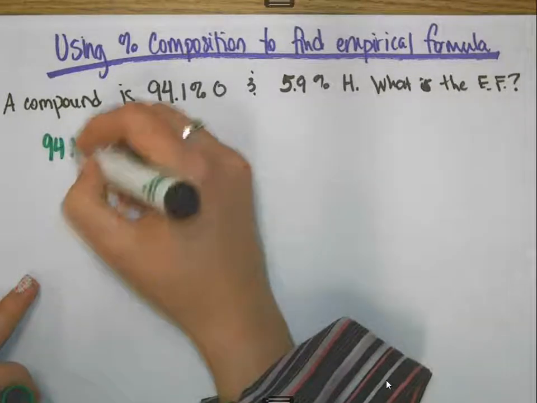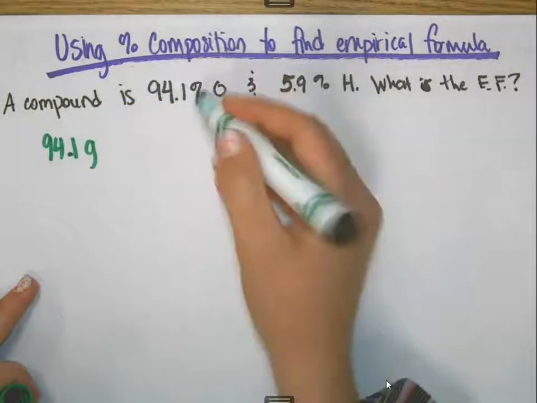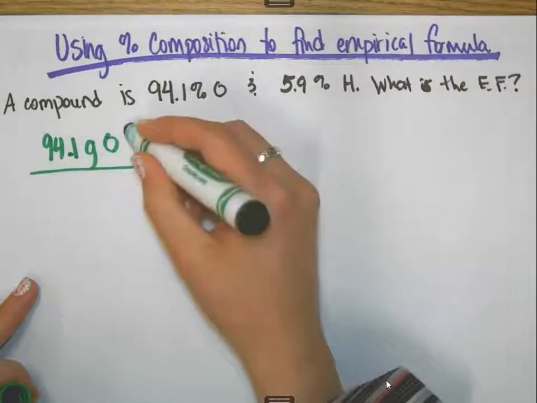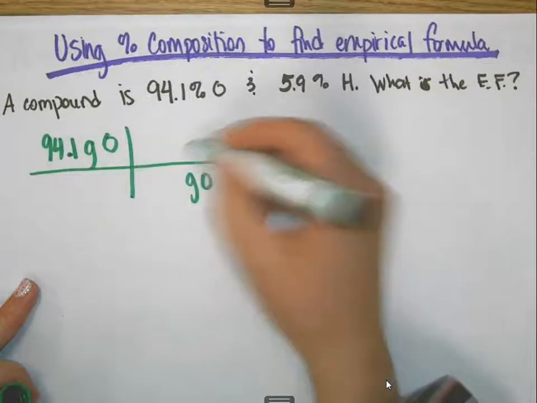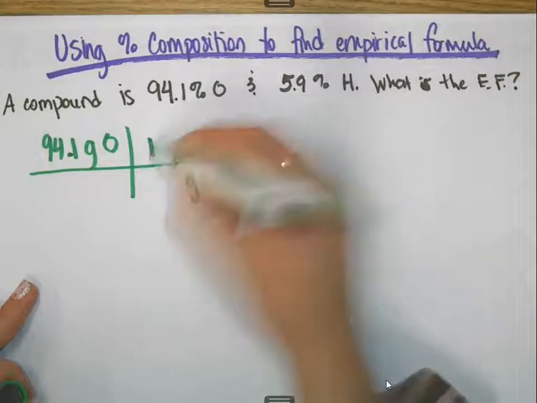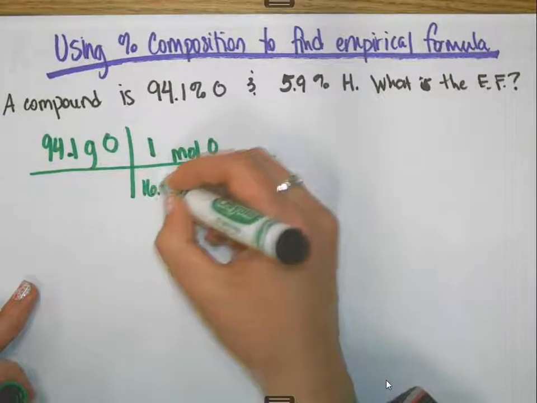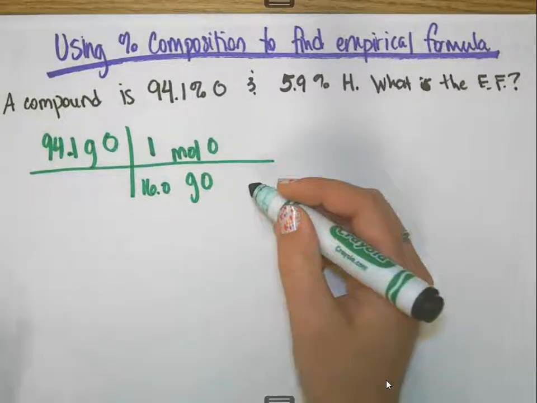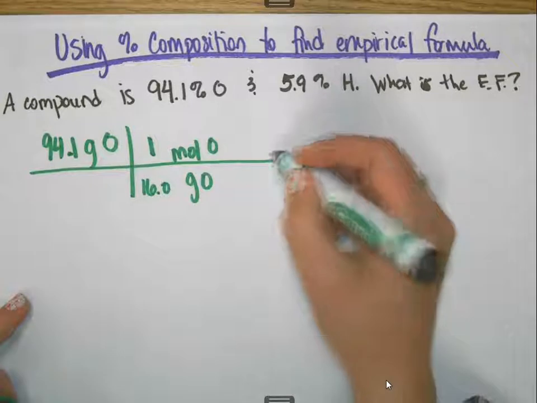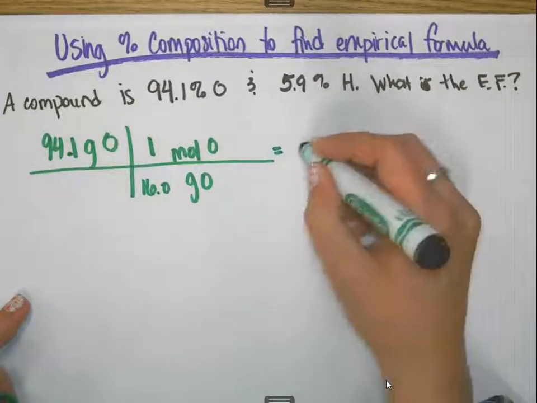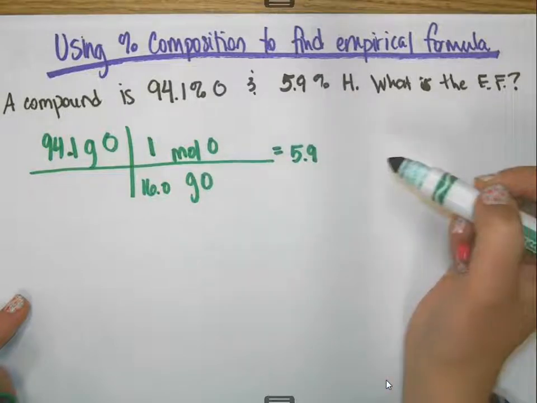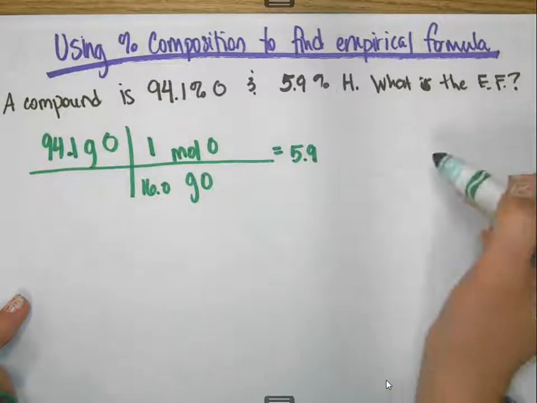So what we're going to do is take 94.1% and write it down as grams. Instead of percent oxygen, it's grams of oxygen. I'm going to take grams of oxygen on the bottom, moles of O on top. I know that in 1 mole of oxygen there are 16.0 grams, based on using the periodic table to find that mass. If I do that, I will come up with 5.9 as my number of moles. I'm not going to write the word moles there, I'm just going to leave it.